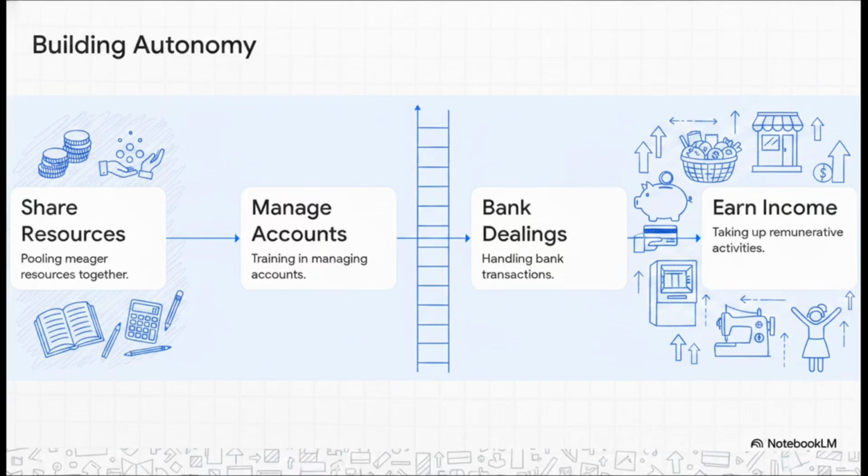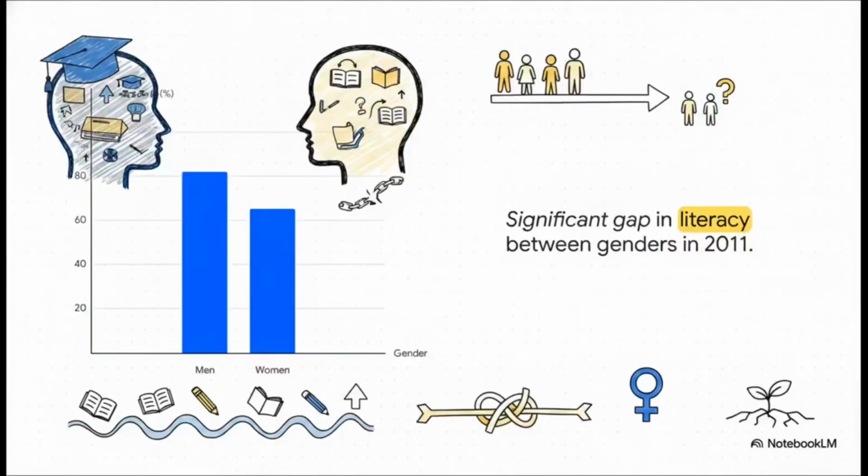SHGs have been totally instrumental in helping women earn, save, and spend at their own willingness. It vastly increases their autonomy and decision-making power. But why do we so urgently need SHGs and empowerment programs in the first place? Well, because of stark societal disparities.